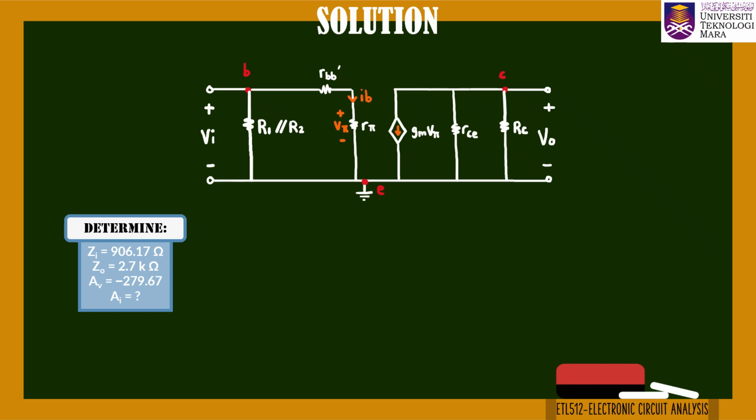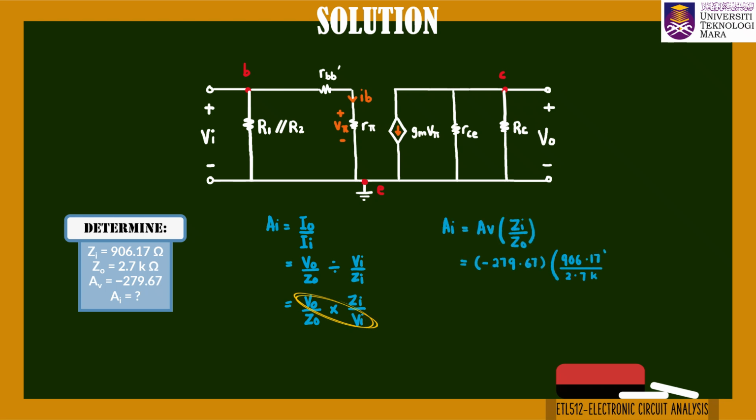Finally, let's determine the current gain AI. By definition, current gain is the ratio of output current to input current. Using Ohm's law, we can express Io equals Vout over Zout and Iin equals Vin over Zin. This leads to AI equals AV times Zin over Zout. Substituting the values, we obtain AI equals negative 93.86. In practice, we usually describe the magnitude, so the output current is approximately 94 times the input current.